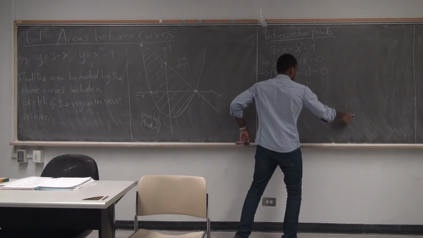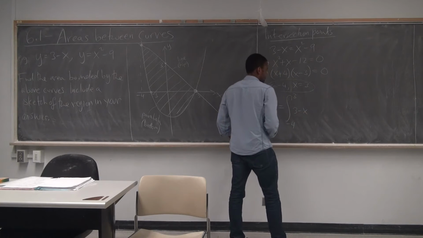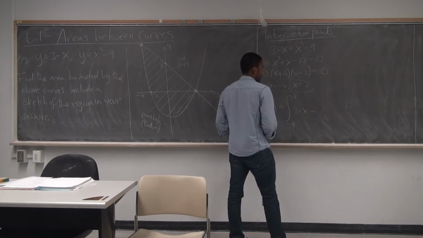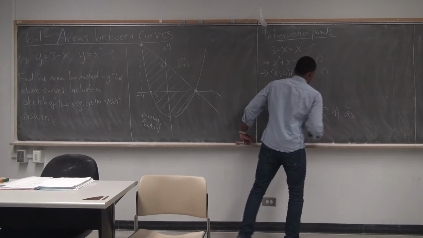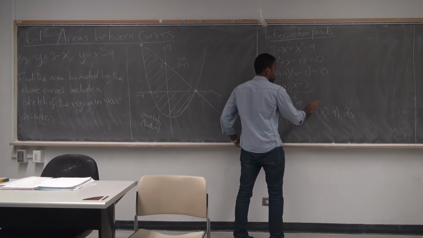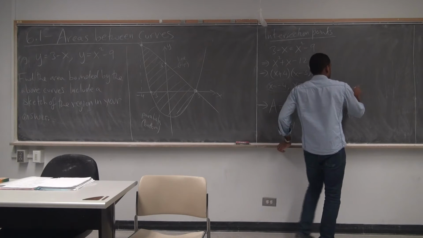And what is the function I'm going to integrate? 3 minus x, minus x squared, parentheses, x squared minus x. Right? So this is the top, and I'm going to subtract the bottom. Also note parentheses.